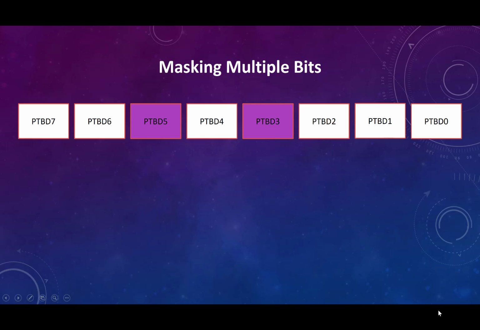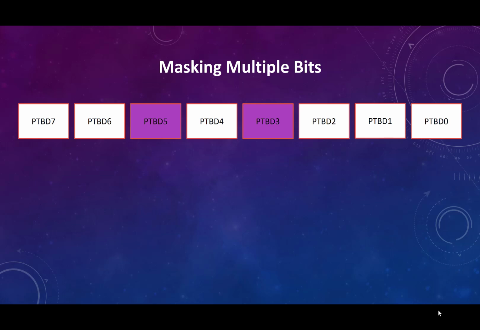So now we get to the real reason that we use this technique. Any individual bit, particularly something like the port B data register, might be better accessed by individual commands: bit clear, bit set, branch if bit set. There's a handful of assembly language commands that allow you to test one bit and do something if it's set or clear. What they don't let you do is mask multiple bits at the same time. That has to be done using this technique that we showed in the last video.